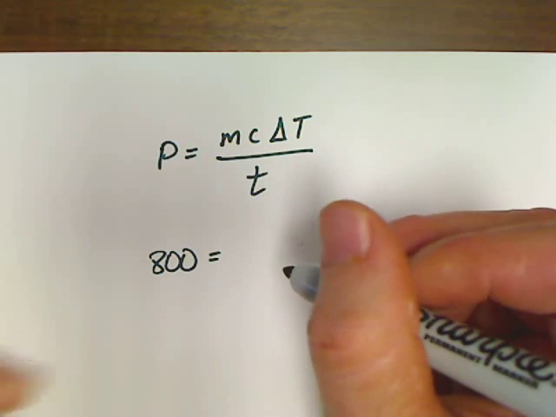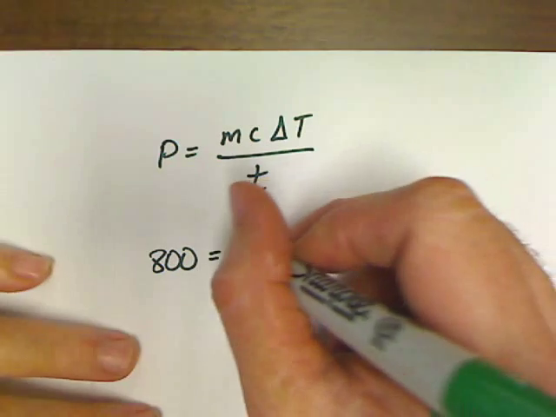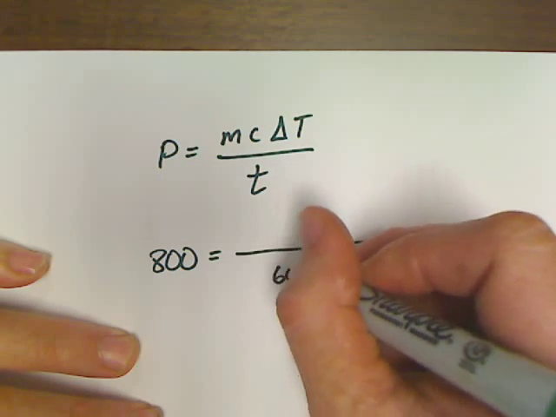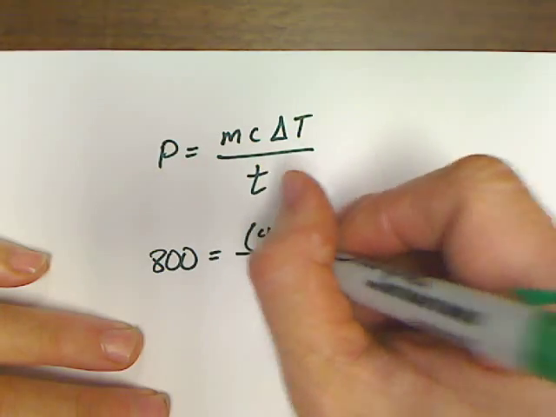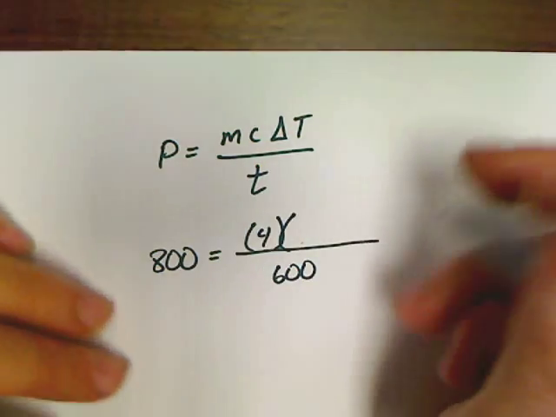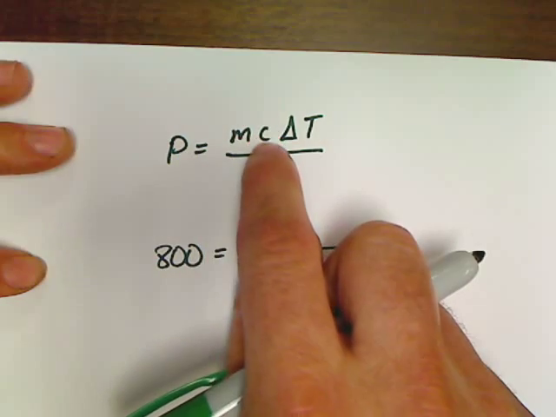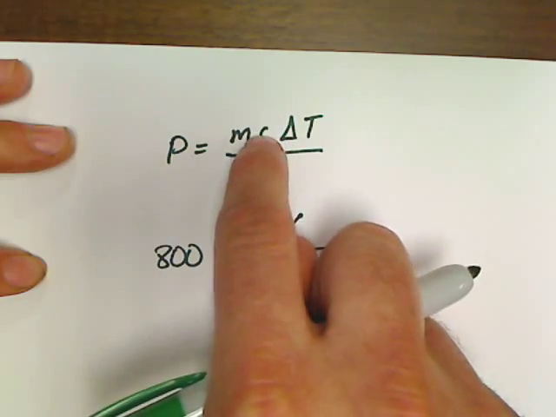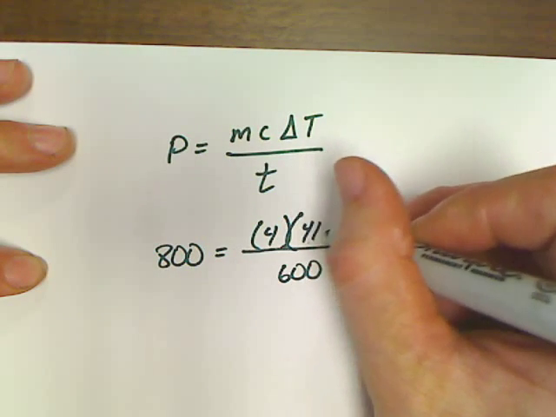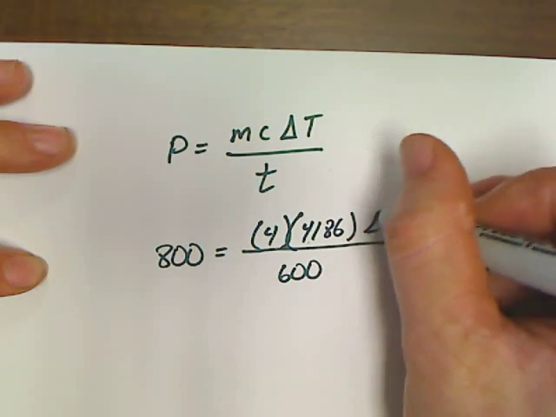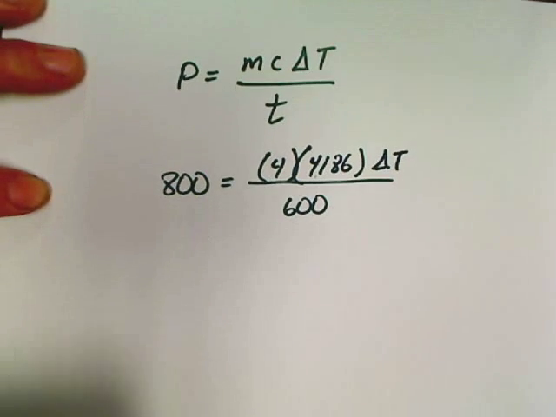So 800 equals... looks like it gave me a time. It said 10 minutes, so that would be 600 seconds. It gave a mass of 4, and this is water. Now, this is where people mess up. I told you a little while ago, if you're going to do this, C has to be in joules and kilograms. So this needs to be 4186, and I'm looking for that delta T.